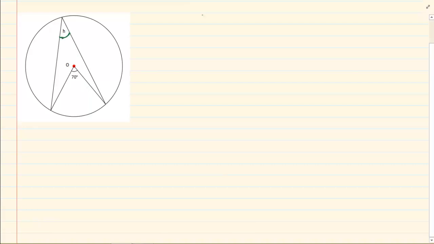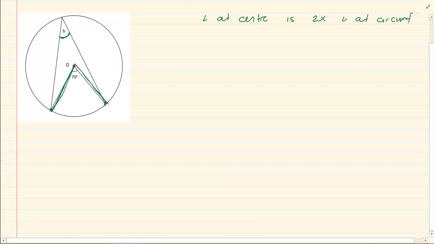Now it says, the angle at the center is 2 times angle at circumference. So, if I look at the angle at the center, how do I know? First of all, they tell us that O is the center. So, the angle at the center is 70 degrees. So, I know that this is 70 degrees. It is equal to 2 times the angle at circumference.